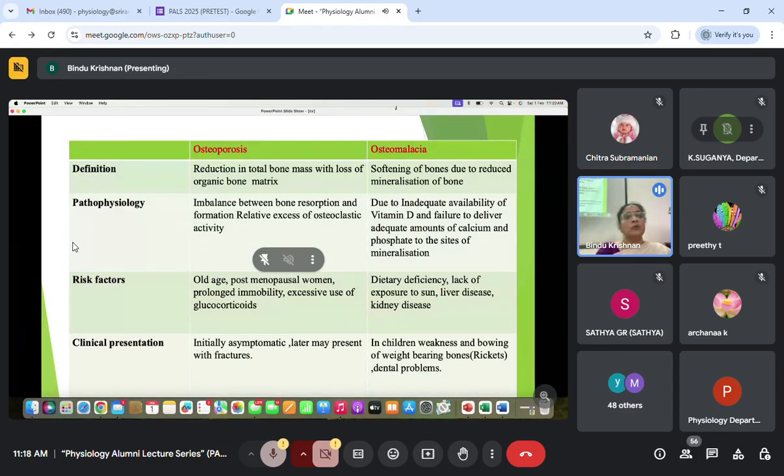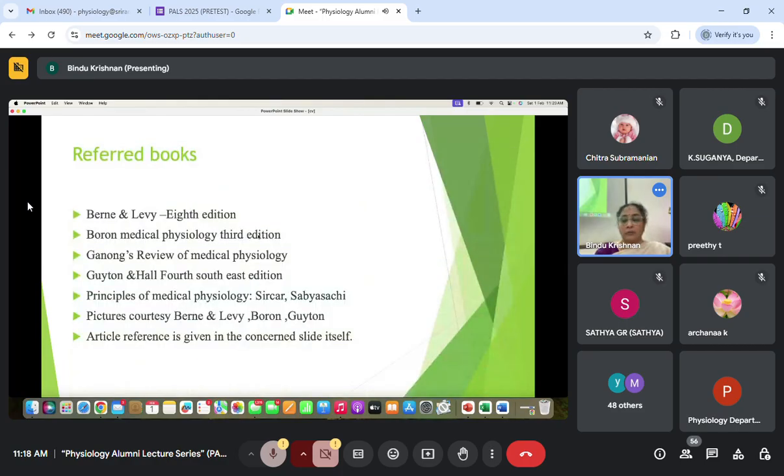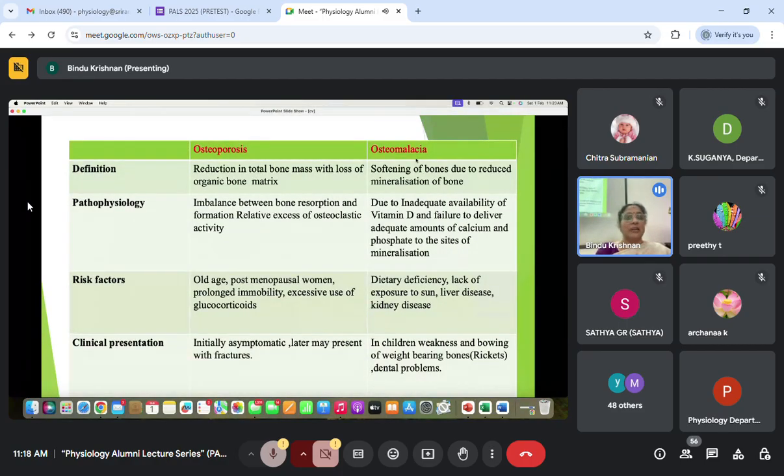Pathophysiology, osteoporosis, you can see that there is an imbalance between bone resorption and formation. That means my osteoclastic activity is going to be more. But in case of osteomalacia, we have already seen I have inadequate availability of vitamin D, right? So failure to deliver the adequate amounts of calcium and phosphate for mineralization to happen. Risk factors, osteoporosis, we have seen all this: old age, postmenopausal, prolonged immobility, and excessive use of glucocorticoids.